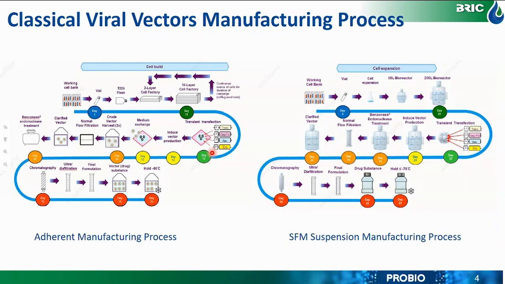So this is a classical viral vector manufacturing process. Currently worldwide, there are two classical viral vector manufacturing processes. One is using the adherent system, another is using the serum-free suspension system. Each system has its own advantages and disadvantages. The adherent system is a mature viral vector production system to produce different kinds of viral vector. But it also has limitations of low yield and scalability. It is hard to scale up using an adherent system. The serum-free suspension system has the advantage of high titer and easy scale-up, but it lacks process stability.